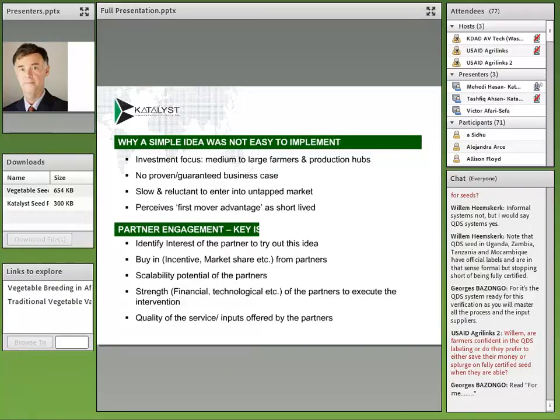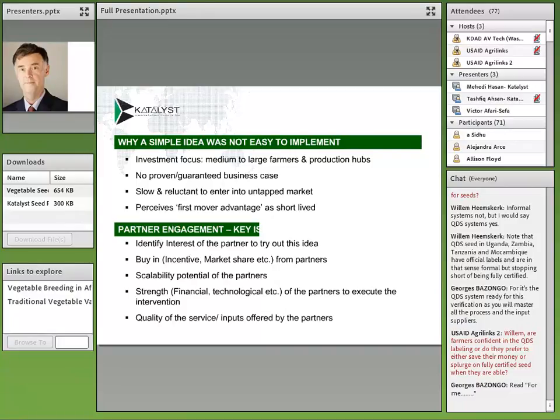Though the idea seems very simple, why wasn't it that easy to implement? Because companies focus on large farmers as ROI is higher, and it was not a guaranteed business case for them. So companies were reluctant to invest. In Bangladesh, most companies perceived first mover advantage as short-lived, so they were not that interested in investing in this mini packet idea. But when we showed them the market scenario, what happened in the mobile seed vendor interventions, they came on board to implement.